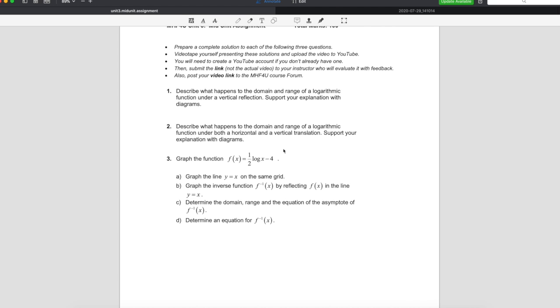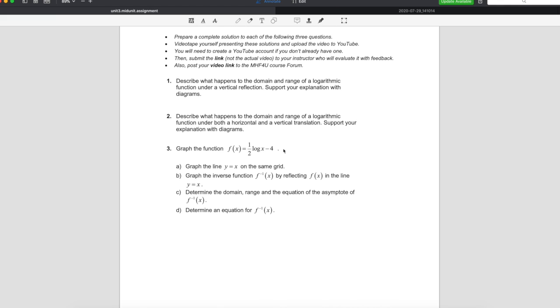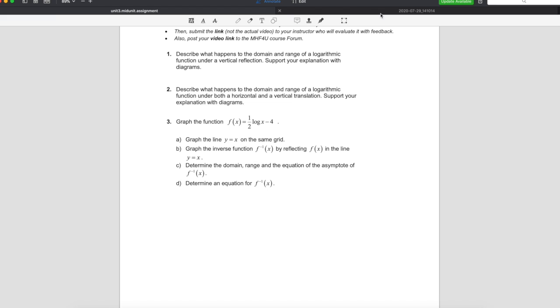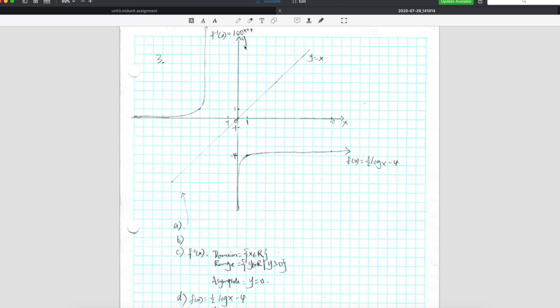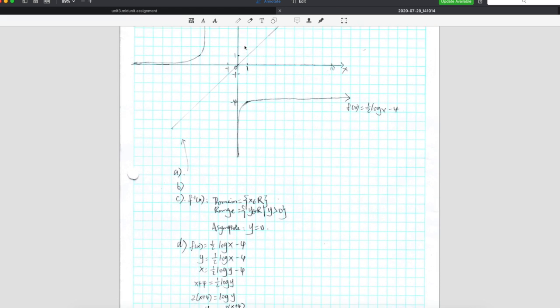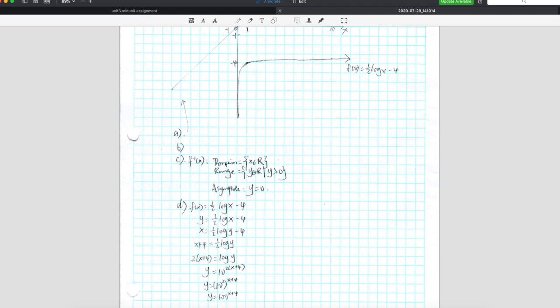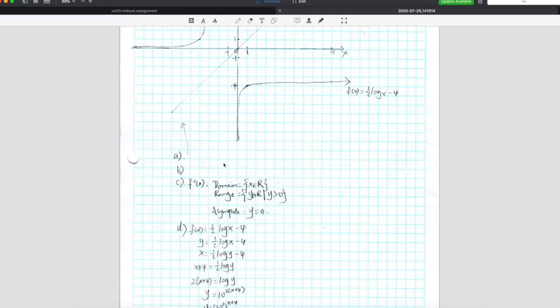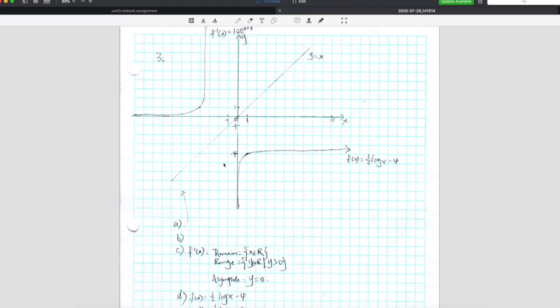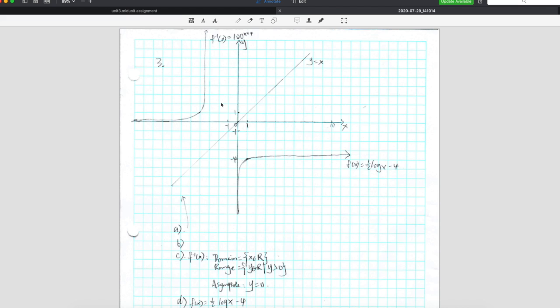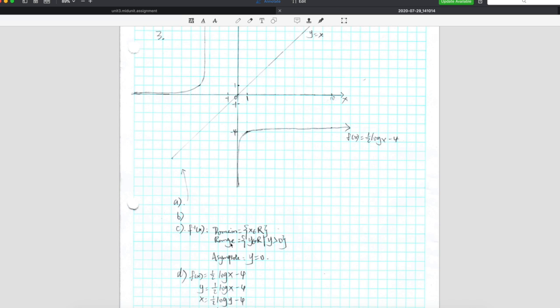And question C, determine the domain, range and the equation of the asymptote of the inverse function. So for question C, I wrote something here. The domain equals x, so x is all elements in the real numbers. We can see the domain from here, from minus infinity to positive infinity, and the range as well.